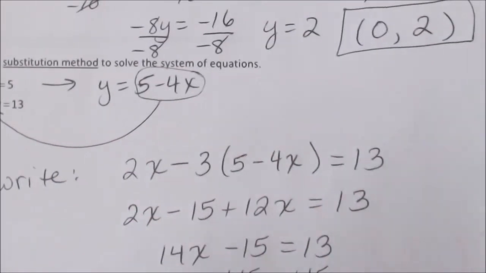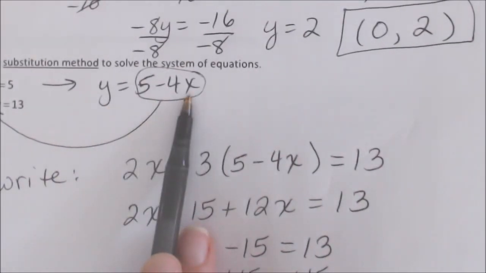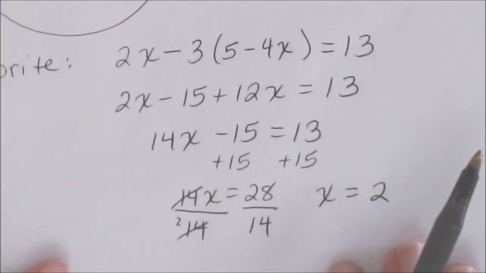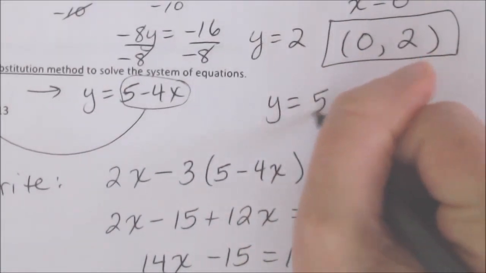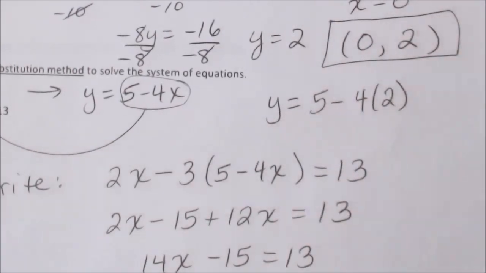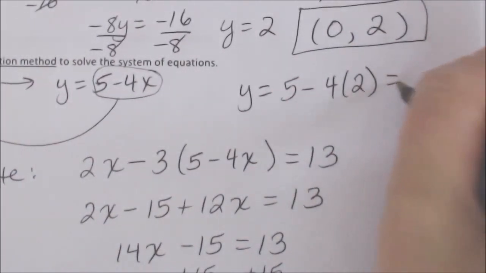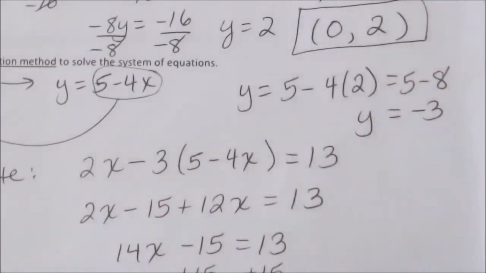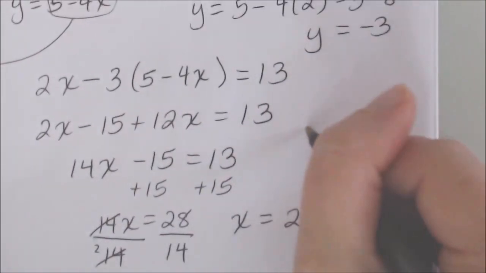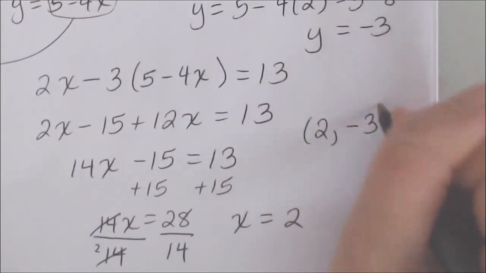I'm going to use the version that I rearranged, this y equals 5 minus 4x. So I'm going to take my x value of 2 and I'm going to substitute that in. So we get 5 minus 4 times 2, which gives me 5 minus 8, which gives me a y value of -3. And then remember, you want to write your final answer as an ordered pair. So our answer is going to be 2, -3.